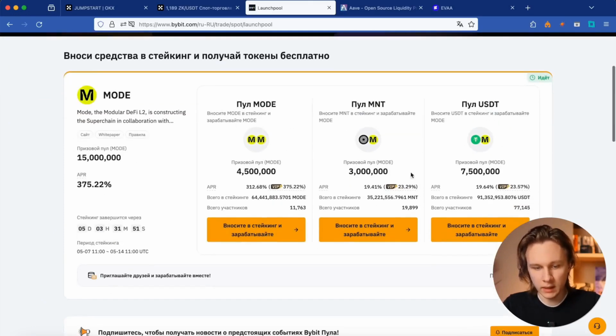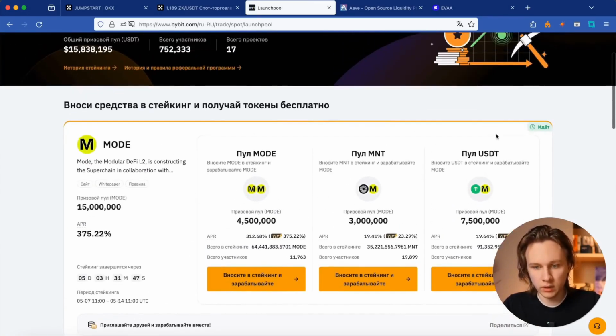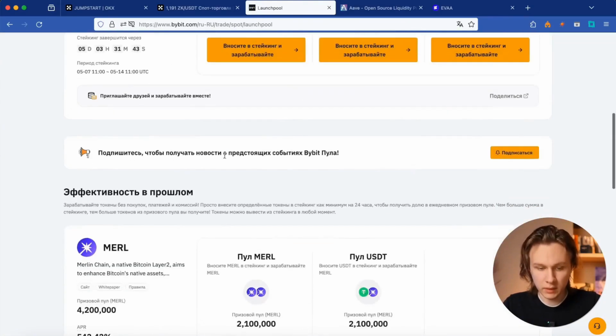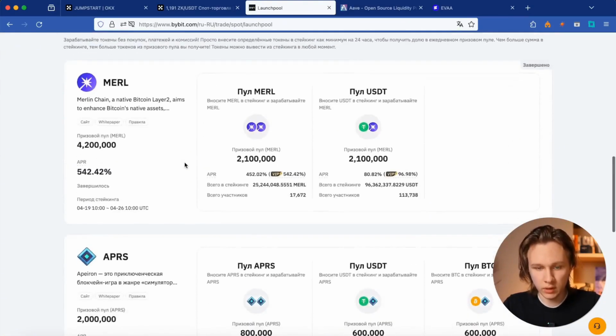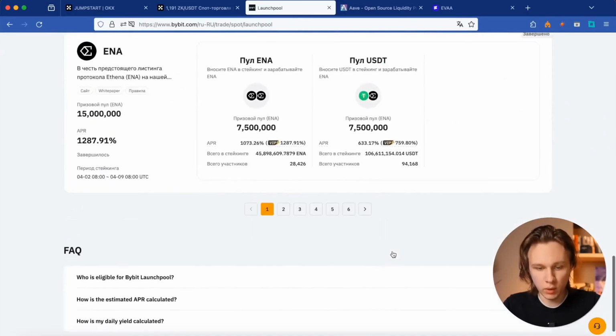So, I would say that I am not participating in this project for now and probably won't, but if I had free USDT, I would deposit them here and receive MOD tokens for free. The same applies to past events. You can always deposit different assets, and for the most part, pools with stablecoins are available in most projects.